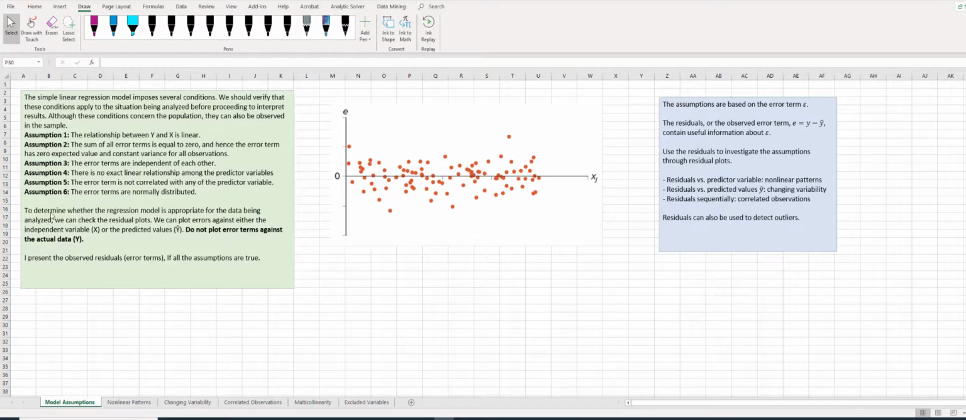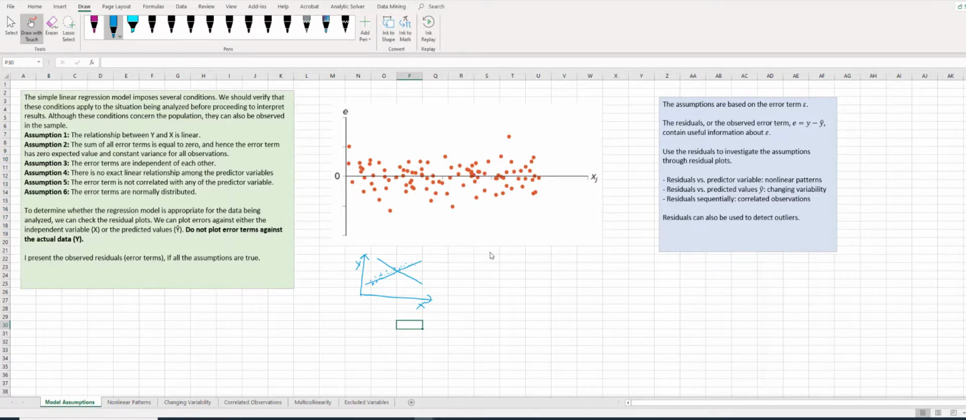The first assumption is the relationship between y and x is linear. So that means if we plot y, our response variable, against x, then the observed pairs are going to be dispersed around a linear line, either positively sloped or negatively sloped.